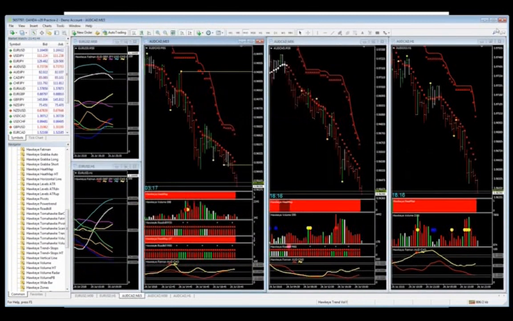It's a much better way to trade. You're much more confident. It's going to help you as a trader take the moves that you need to take when you need to take them.